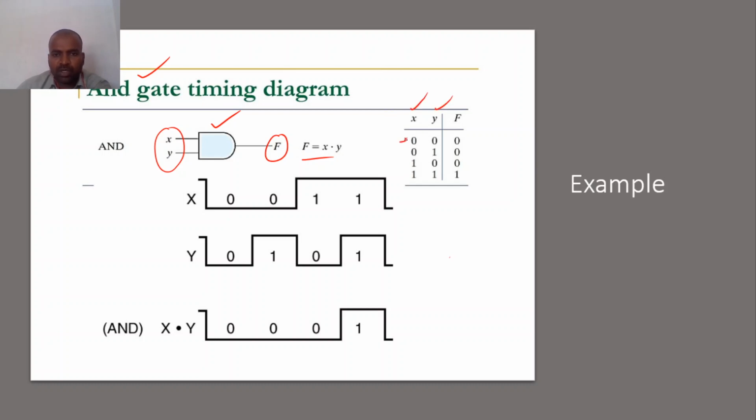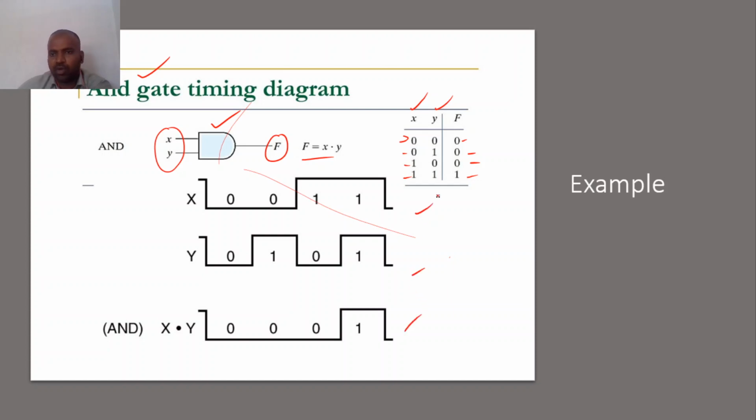When both inputs are 0 0, output is 0. When 0 1, output is 0. 1 0, output is 0. When both inputs are 1 1, output is 1. Now for this truth table, we are going to draw the timing diagram. Have a look at this. This is the timing diagram of the AND gate.